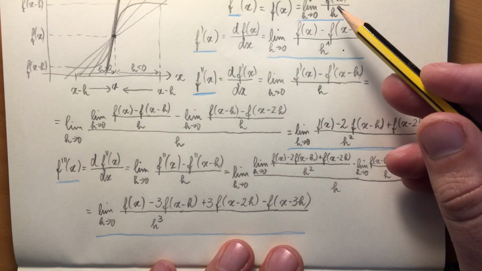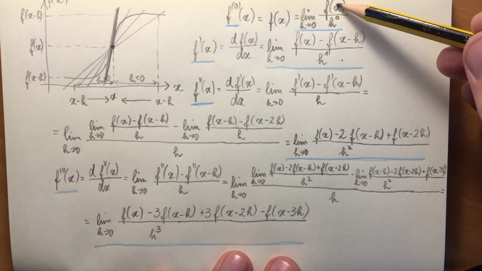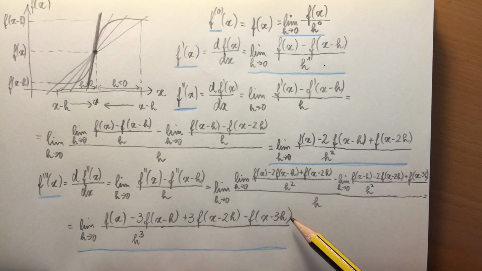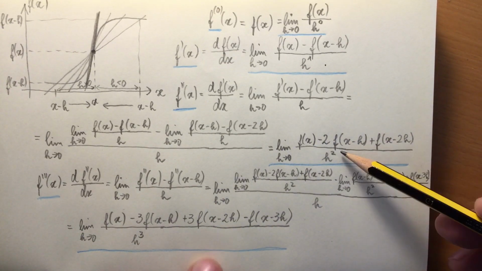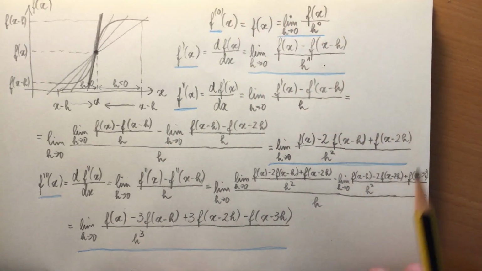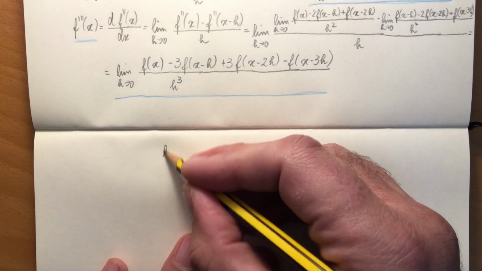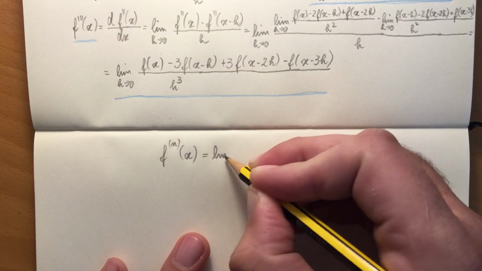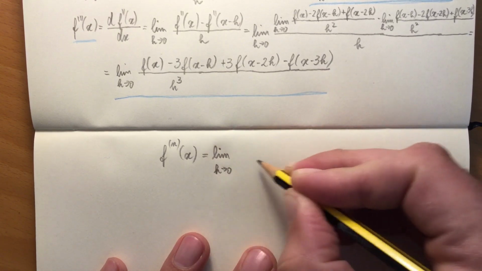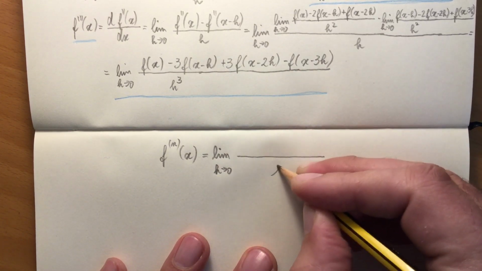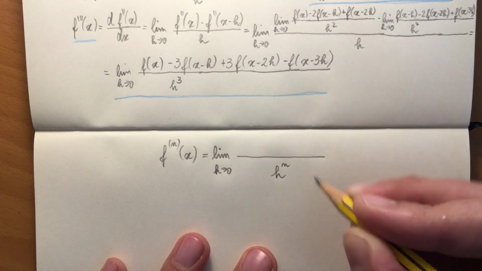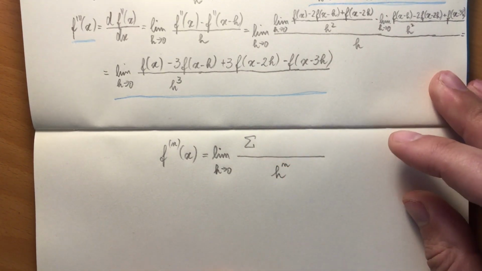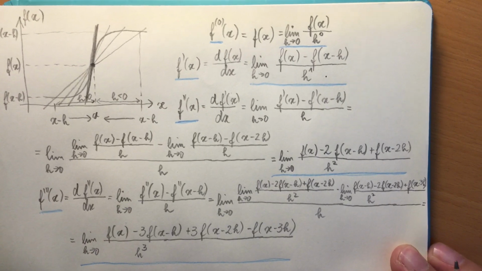In the numerator, I have here 1, 2, 3, 4 terms. So the number of terms in the numerator is always the order of the derivative plus 1. Let us write this here as the general case of the derivative of order n, as the limit as h goes to 0 of 1 over h power n, and here a summation that will have n plus 1 terms. How am I to count those terms?